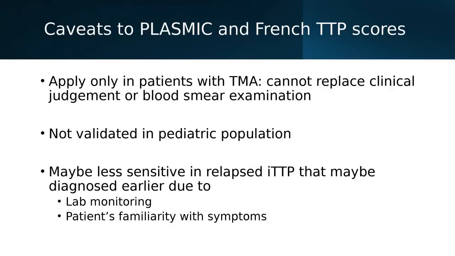And again, these scores are helpful in case of new diagnosis of immune TTP. In many of the patients who have relapsed immune TTP, these scores will not be helpful because the majority of these patients already are familiar with their symptoms. So they can predict a relapse much faster than getting an ADAMTS13 result or a French prediction score.